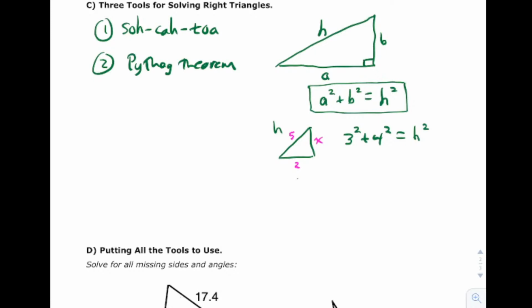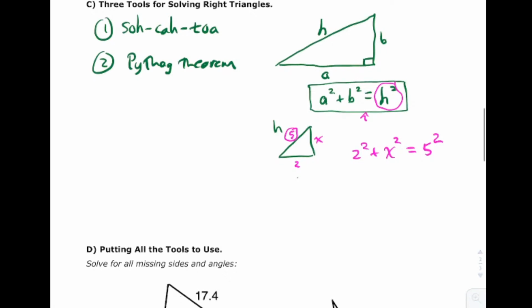Well, we're going to use the same formula up here, but this time, notice that the 5, since it's the hypotenuse, has to go over there. So I've got 2 squared plus my x squared equals my 5 squared. Very different, okay? Very different, because now the x is on the left instead of on the right.